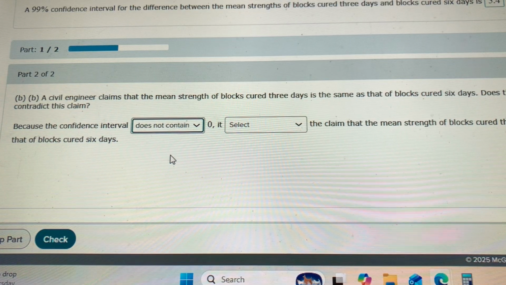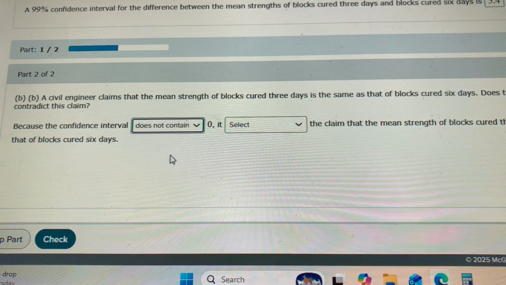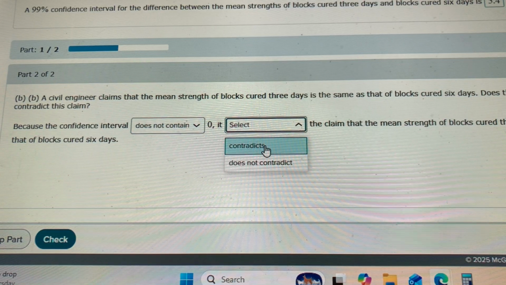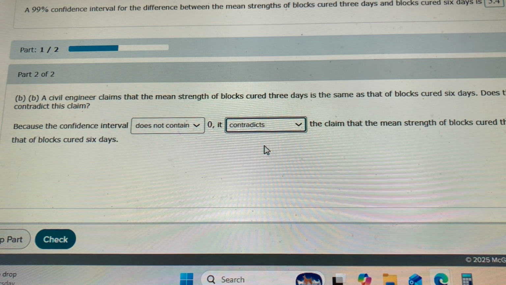A civil engineer claims that the mean strength of blocks cured 3 days is the same. Does the confidence interval contradict this? Yes, it does. It contradicts the claim. The claim says they're the same, but my confidence interval says they're not the same. Because it's all positive, that means the first one's actually bigger.